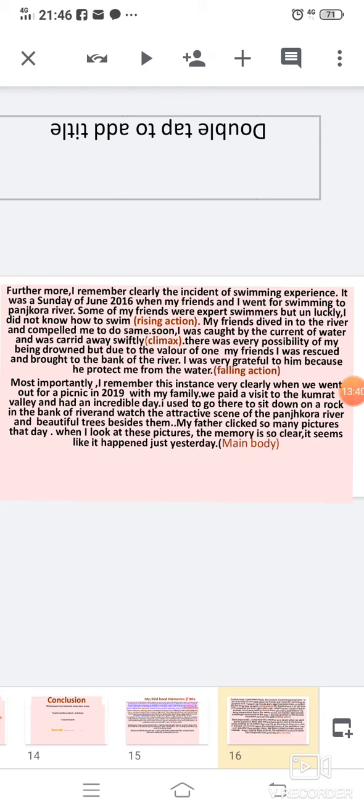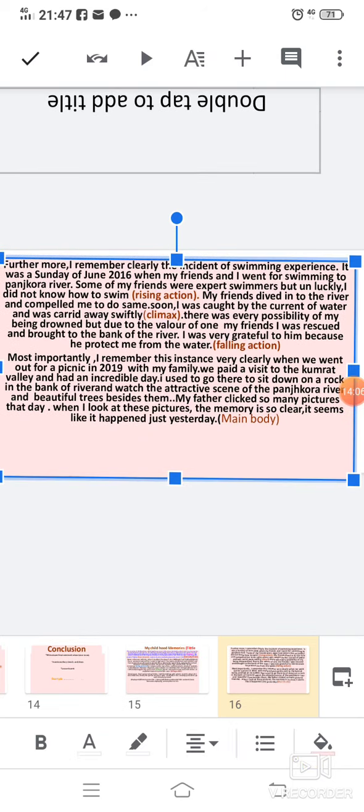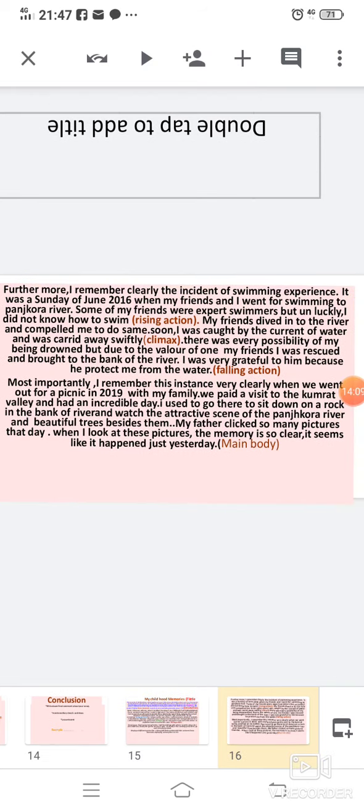In this memory there is also a rising action, climax, and falling action, and some dialogues are there. And the next, most importantly, I remember this instance very clearly when we went out for a picnic in 2019 with my family. We paid a visit to the Kumrat Valley and had an incredible day. I used to go there to sit on a rock on the bank of the river and watch the attractive scenes of the Panchkola river and beautiful trees beside it. My father clicked so many pictures that day. When I look at these pictures, the memory is so clear that it seems like it happened just yesterday.